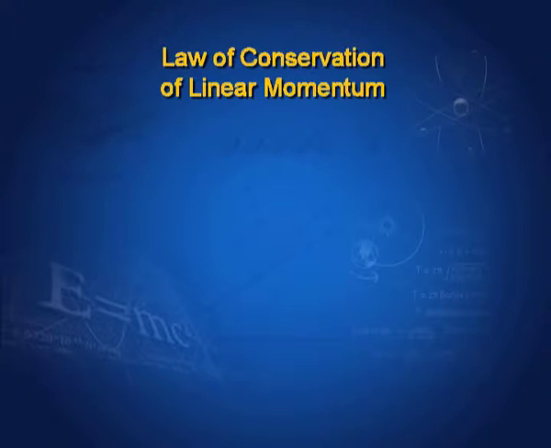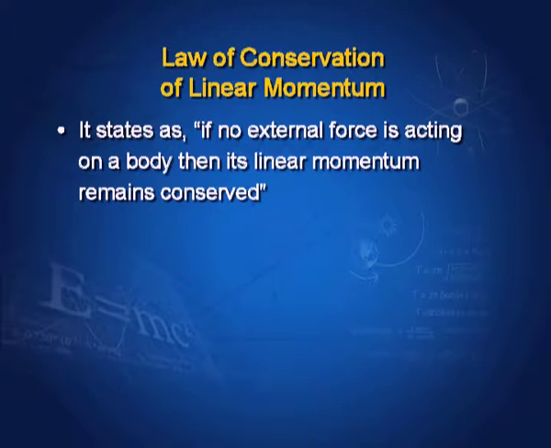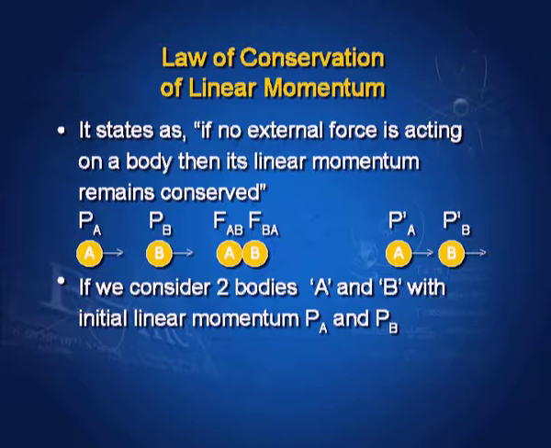Law of conservation of linear momentum. It states that if no external force is acting on a body, then its linear momentum remains conserved. Let us say we have two objects A and B, their masses are m1 and m2, and they are moving with velocities. So, the initial linear momentum of A is PA and the initial linear momentum of B is PB.